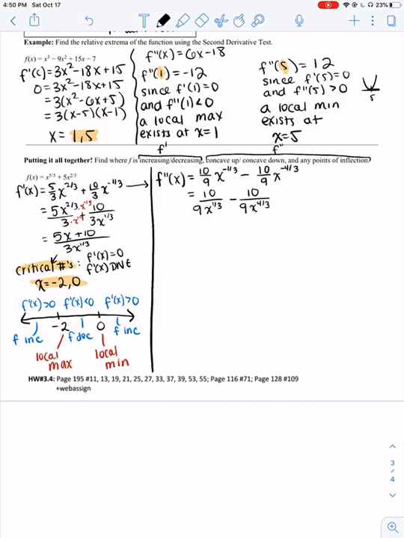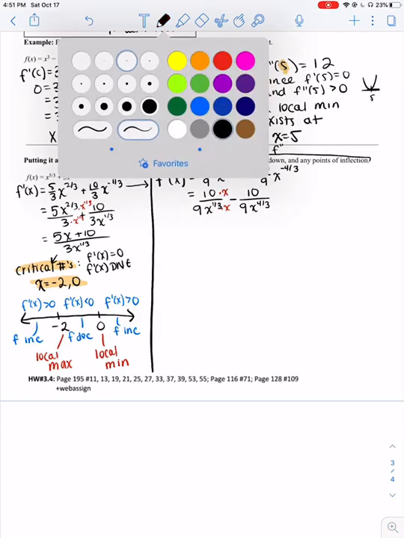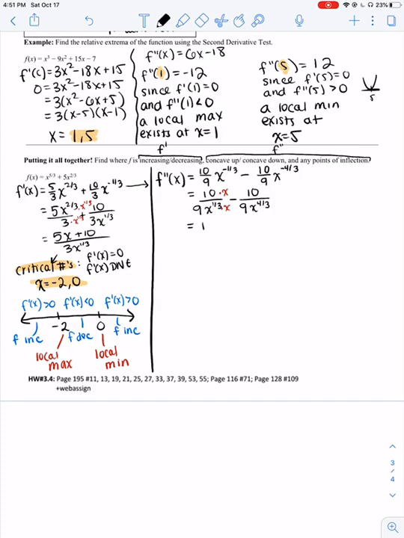And if we want to make a common denominator here, we're going to need to multiply this first fraction by x over x. That's because x to the 1/3 times x is x to the 4/3, and we already have the 9 there. So this is going to become 10x minus 10 over 9x to the 4/3. So that's our second derivative.